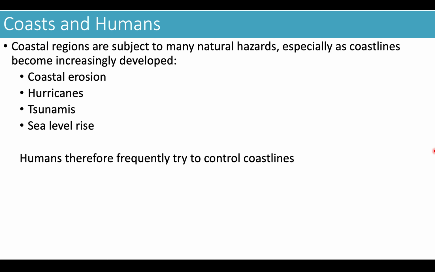The main hazards that are only getting more hazardous as more people move to the beach and as we develop more near our coastlines are coastal erosion, hurricanes and the storm surge associated with hurricanes like we talked about in the last lecture, tsunamis, and sea level rise, the increase of water there. Many people want to live by the beach. It's usually very expensive, very sought after. However, these things are just getting worse. So what we try to do is control our coastlines.